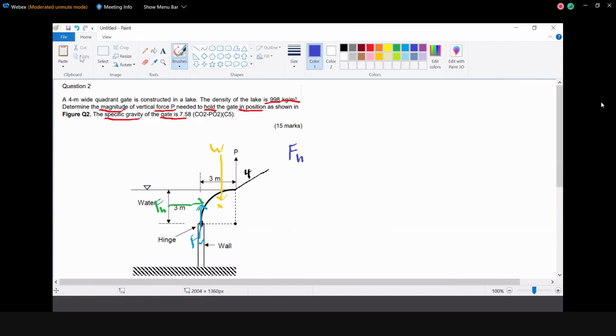Now can you still see the pane, right? Yes, correct. Okay, good. So, can you see the image that I just pasted? Yes, I can see it. Okay, so we have 4 forces: FH, FV, W and also P. So we make an assumption of the moment.